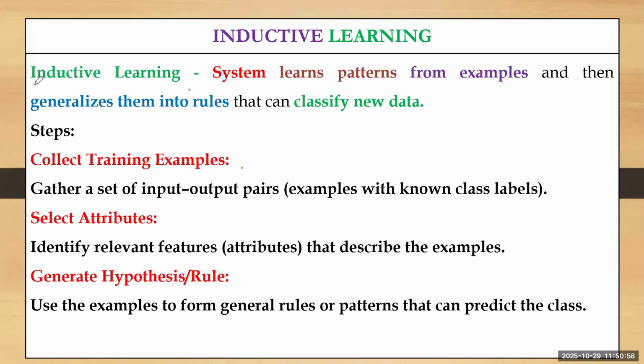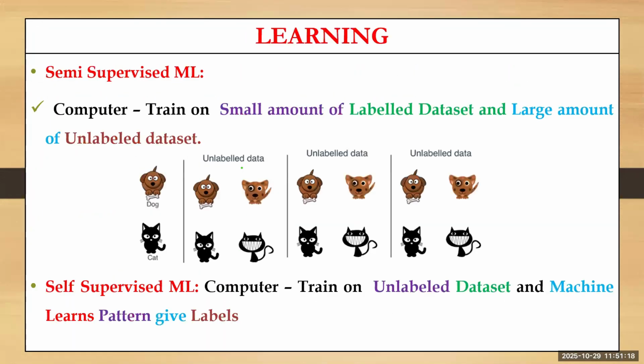Inductive learning means first we will feed the data, whether it is labeled data or unlabeled data, into the system. And then we will apply any one of the machine learning models. We have different machine learning models, right?